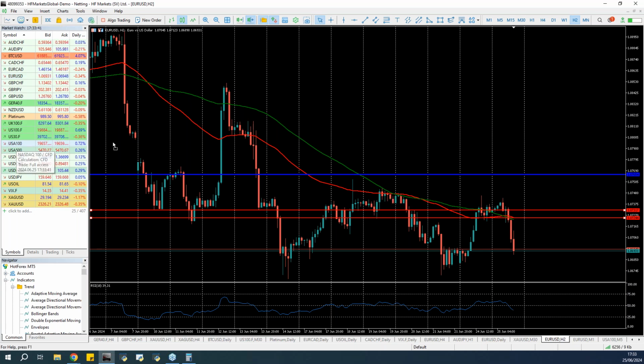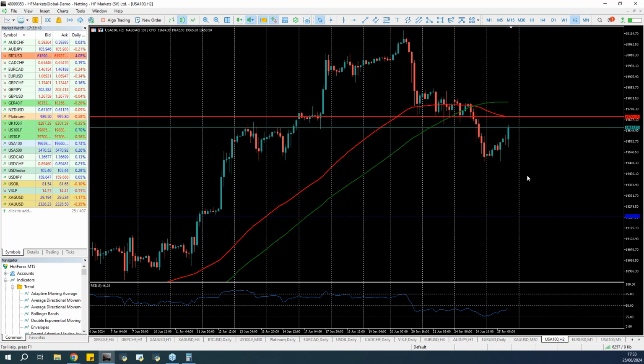So the same thing applies to the NASDAQ. Don't be greedy. At first, this is the signal. Of course, after that, it may change. We may get further signals. That's absolutely fine. That's not an issue at all.